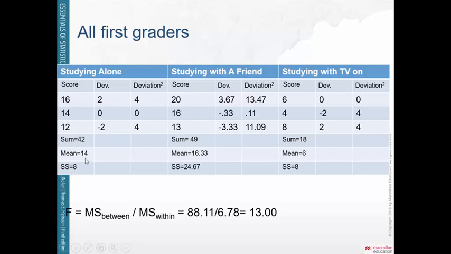So studying alone got a 14, studying with a friend 16.33, and studying with the TV on, the mean was 6. And when we calculated our F ratio, it was 13, and this was statistically significant. If you look back at the PowerPoint, the conclusion is that type of studying, alone, with a friend, or with the TV on, affects math test scores. That's our overall ANOVA result, but it doesn't tell us which group or groups are different from each other.